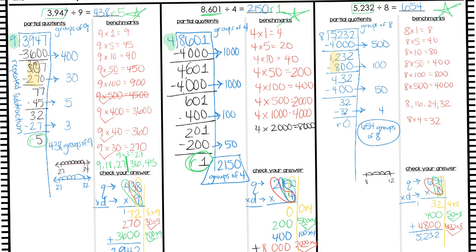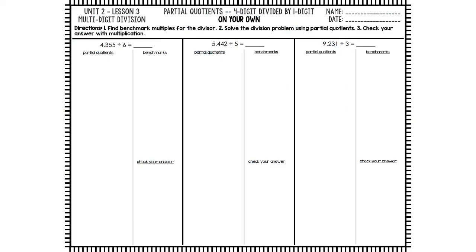I'm so proud of you guys. You've done such a great job on using a place value chart and using partial quotients. The last thing that I'm going to ask you to do is the on your own side. So this is 4-digit divided by 1-digit. Like all the other videos, on your own, you're going to do your benchmarks, do your partial quotients, and check your answer to make sure that your quotient is correct.